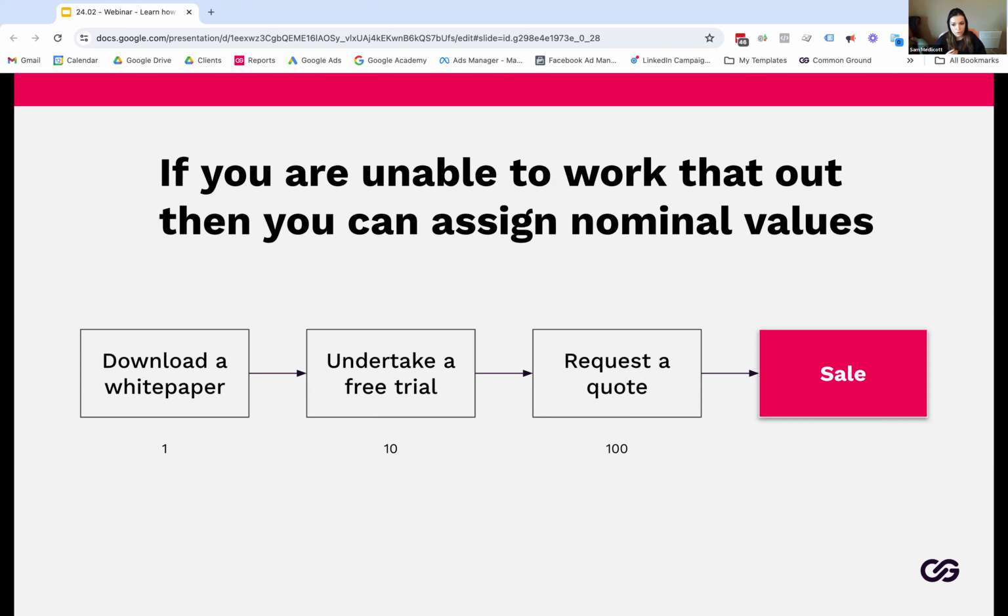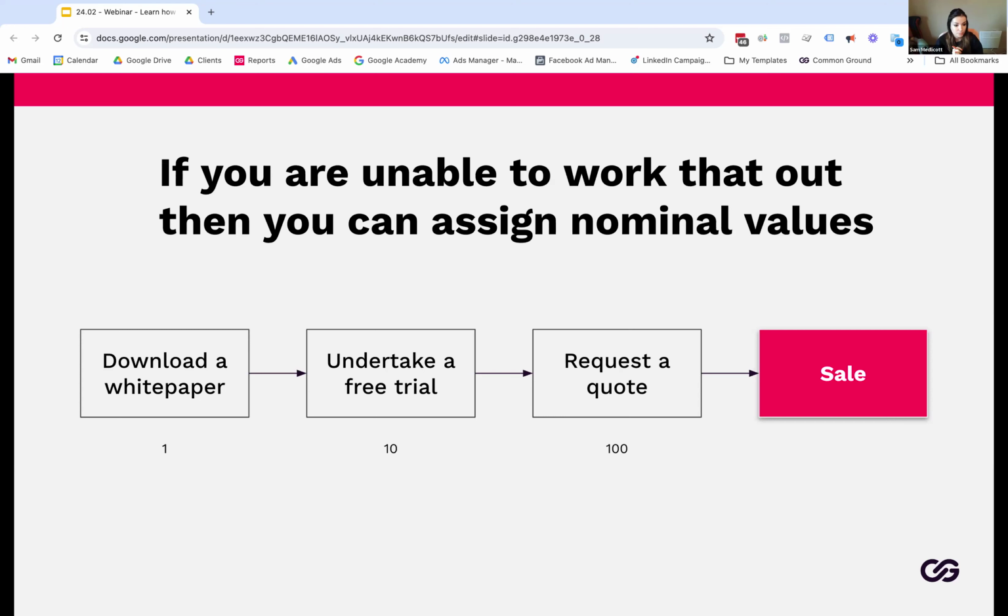With this, you don't want to just set these conversion values up and forget it, because you want to make sure you're getting the balance right within Google. If you don't give enough difference within these numbers, Google may still think a download of a white paper is similar to a free trial, and not give you the bigger increase down the funnel that you want.